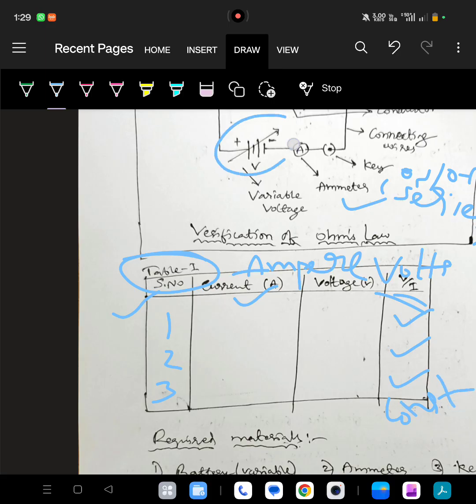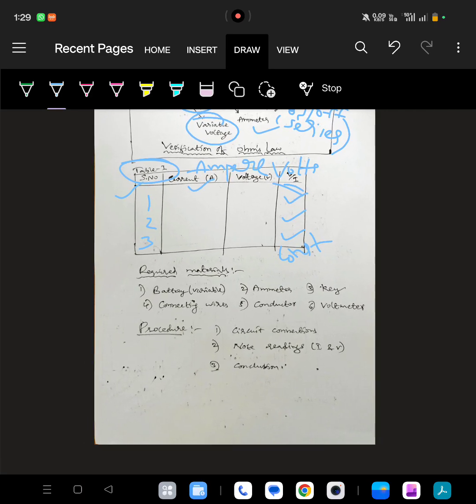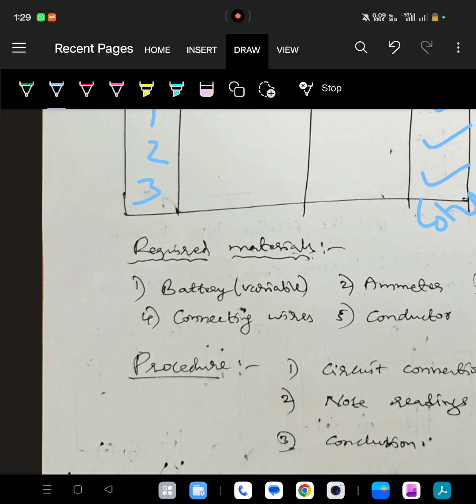So what does this arrow mark denote? Variable voltage. I am changing the voltage values, and the corresponding current values I will note down in the ammeter and form a tabular form. This is the procedure. And the required materials were asked in the question.